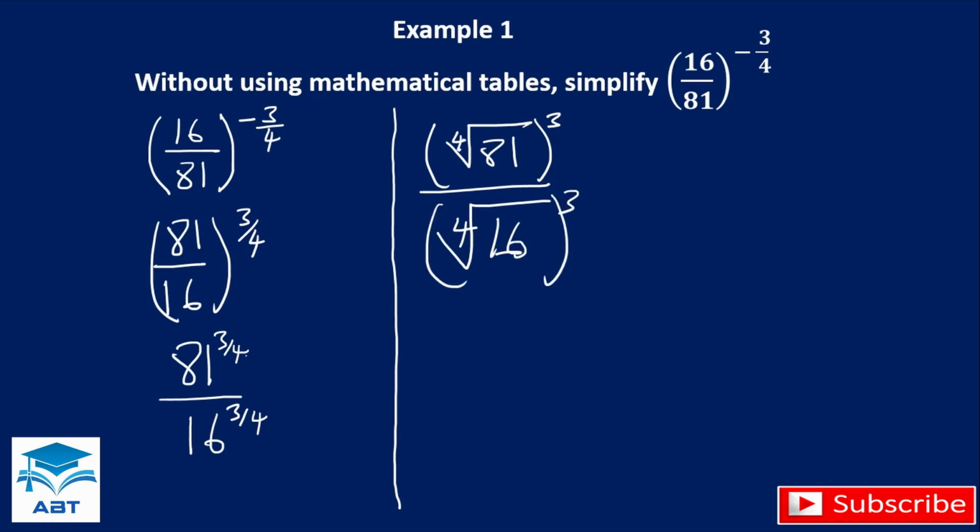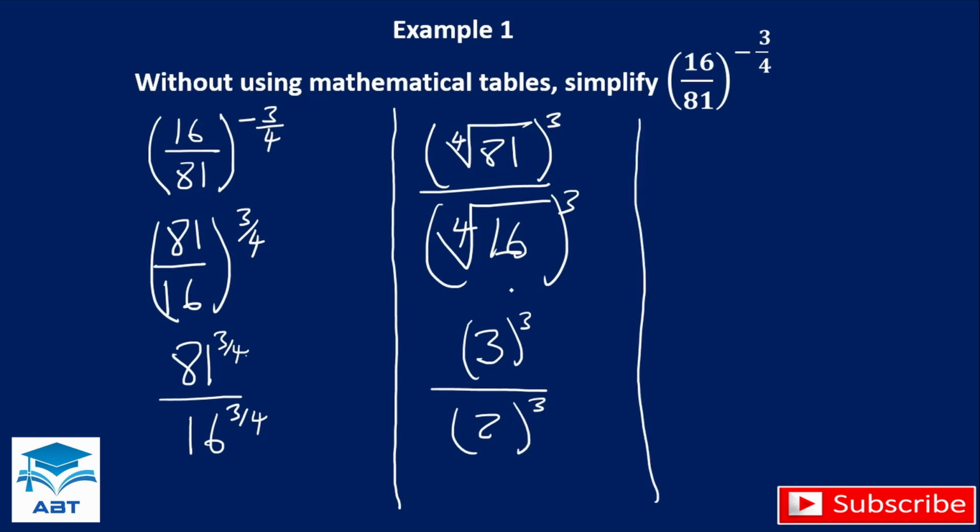Now the fourth root of 81 means what number can multiply itself 4 times to give us 81? You can also use the calculator to get the answer, and it's 3. We have an exponent of 3 here. And the fourth root of 16 is 2. Exponent 3. 3 cubed is 27. And 2 exponent 3 is 8. This is the answer.